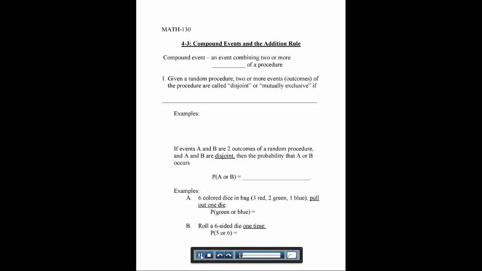In this section, we're going to talk about section 4.3, which is about finding the probability of compound events. And we're going to do that using the addition rule. Okay, so first we need to talk about what a compound event is. A compound event is an event that combines two or more simple events.